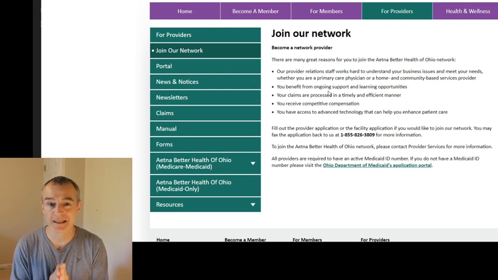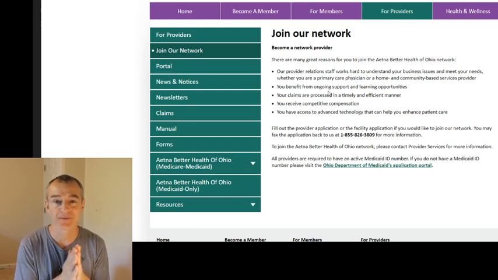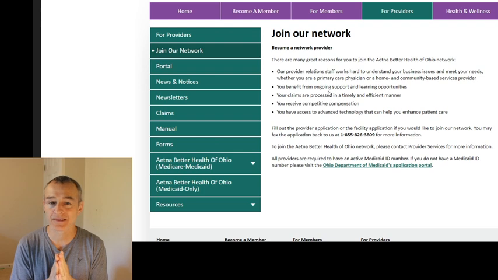Obviously, priority number one is you have to review the contract. You have to review the fee schedule, any other kind of rules and regulations that maybe you're not aware of or unsure of. Pretty much everything is going to be listed out in the provider contract.